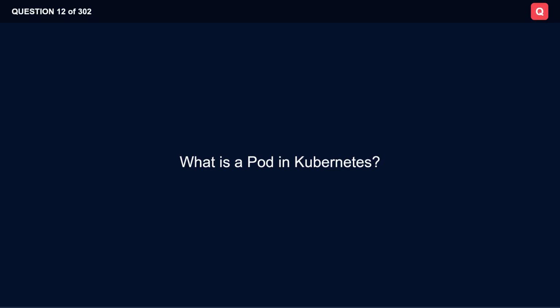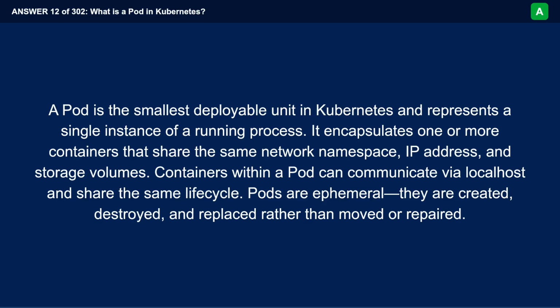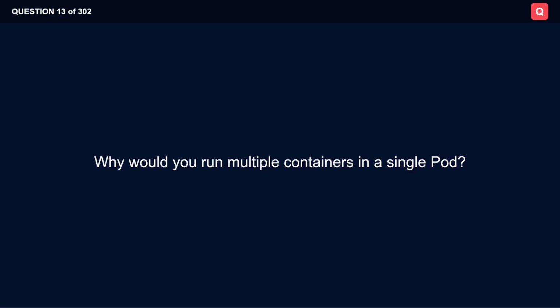What is a pod in Kubernetes? A pod is the smallest deployable unit in Kubernetes and represents a single instance of a running process. It encapsulates one or more containers that share the same network namespace, IP address, and storage volumes. Containers within a pod can communicate via localhost and share the same lifecycle. Pods are ephemeral. They are created, destroyed, and replaced rather than moved or repaired. Why would you run multiple containers in a single pod?